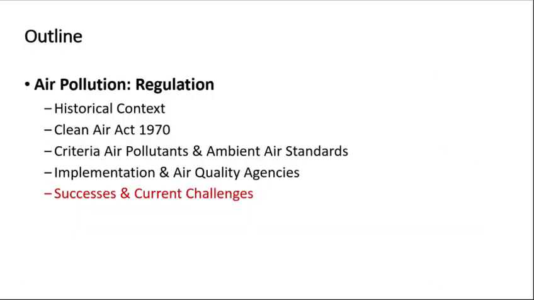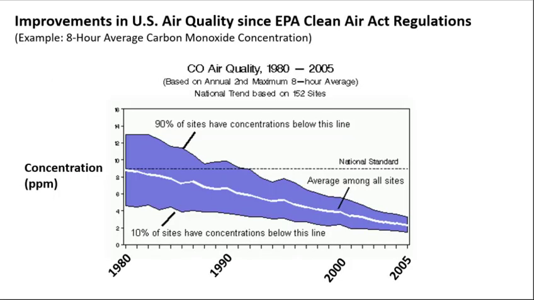We now turn to the successes and current challenges of the ambient air quality regulations. We'll examine certain criteria air pollutants individually. We start with carbon monoxide, among the outdoor air pollutants highly associated with automobile emissions. Specifically, we look here at the annual trend of the 8-hour average carbon monoxide concentration across sites in the U.S. The vertical axis is concentration in parts per million.